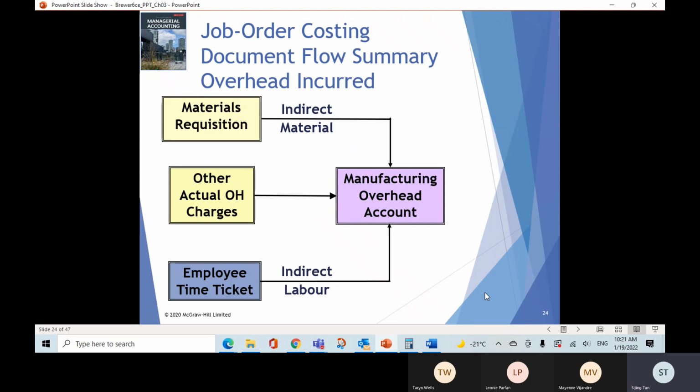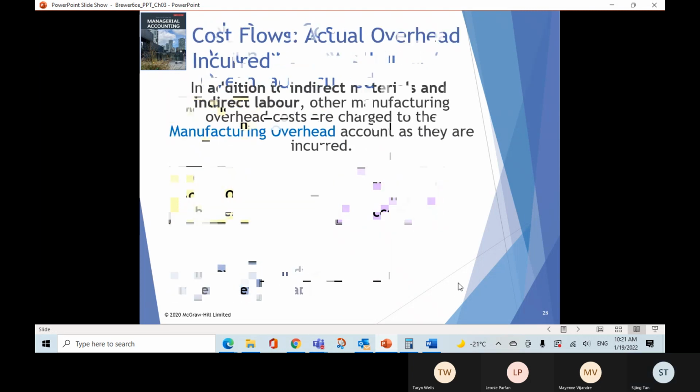Next, we'll see the job order costing documents flow to summarize the overhead incurred. That is the journal entry we just walked through. So material requisitions, indirect materials go to manufacturing overhead account. Employee time tickets, indirect labor hours will go to the manufacturing overhead account. And then the other overhead charges will go to the manufacturing overhead account.